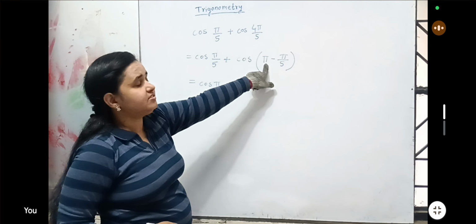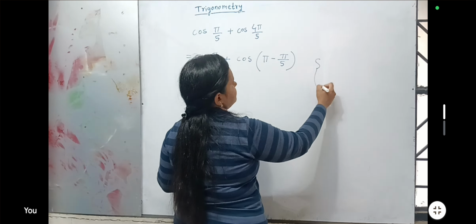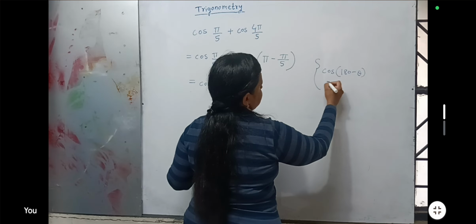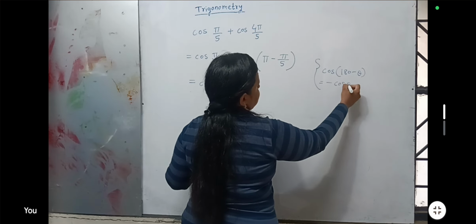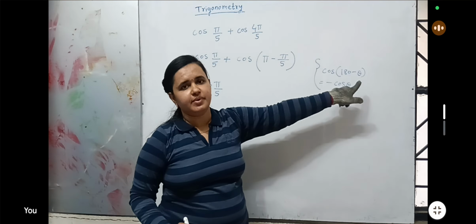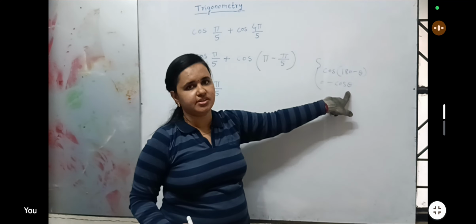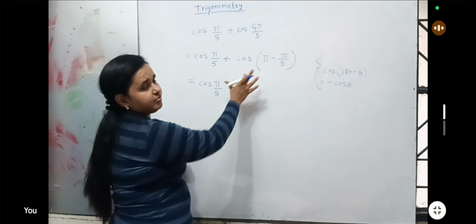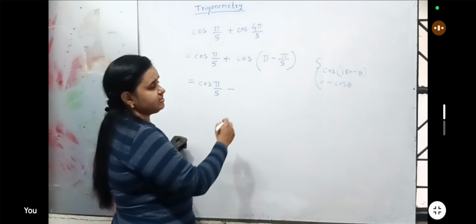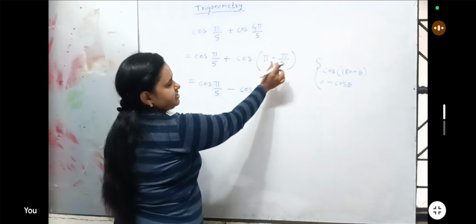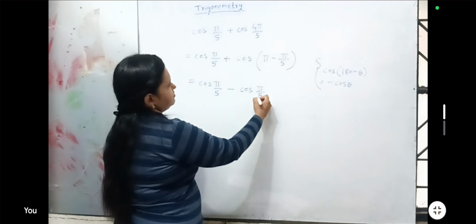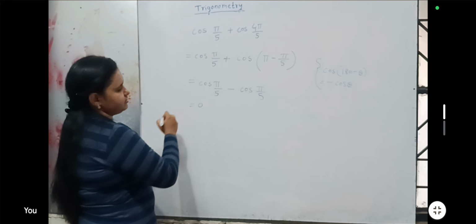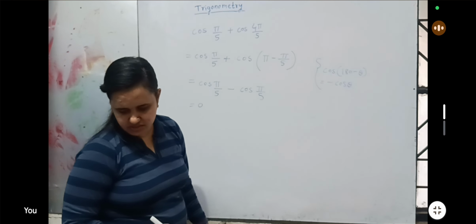Cos of pi means 180. So cos of 180 minus theta is minus cos theta. So we can write it in the form of minus cos theta. It will be minus cos of theta, here it is pi by 5. So cos pi by 5 minus cos pi by 5, we will get 0. So our answer is 0.